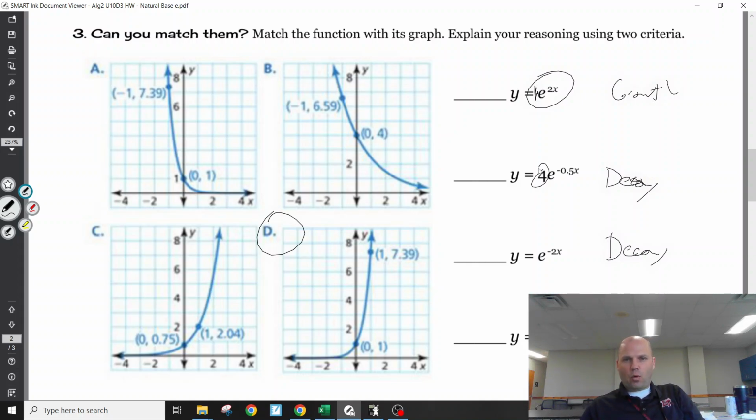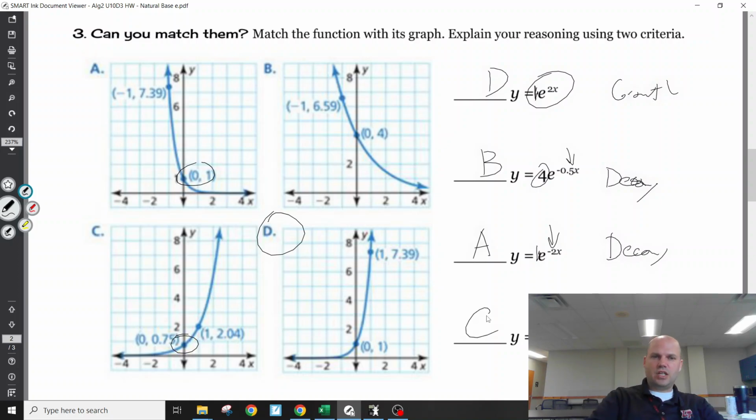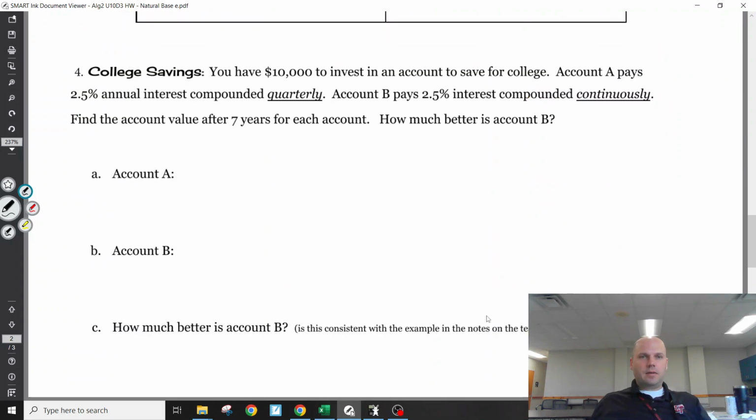Here, my initial value is 4. So I'm looking for initial value of 4 and a decay. So this is going to be B, initial value of 4, negative rate decay. Another negative rate decay. Initial value is 1, but we're decaying. So boom, that's A. Rate is positive, we're growing. There's no negative rate. So positive rate, but initial value of 0.75. There it is right there. So that's C.